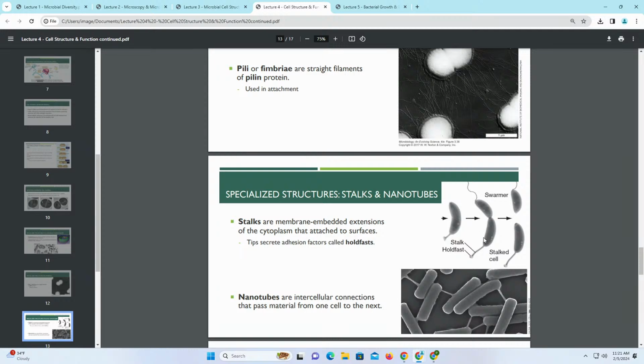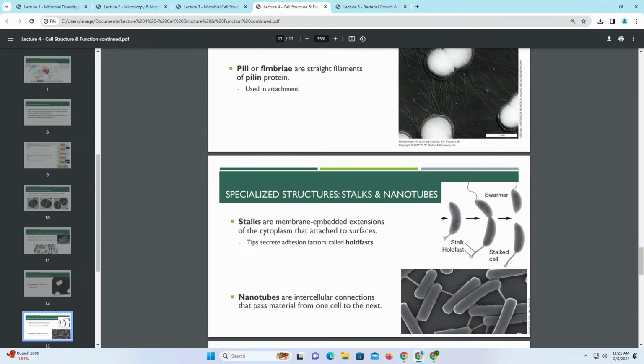Whereas these stalks are extensions of the membrane. They're not like an additional filament. It's literally the membrane-embedded proteins in there that are extended, and so it basically helps to attach the cytoplasm to a surface through these stalks. And so one thing that they form is these secretion factors, these holdfasts that are like this glue, and so they secrete this adhesion factor to help it actually adhere to surfaces.